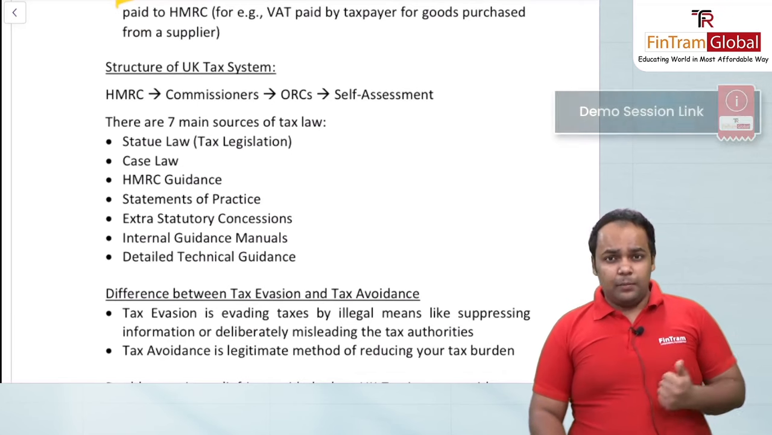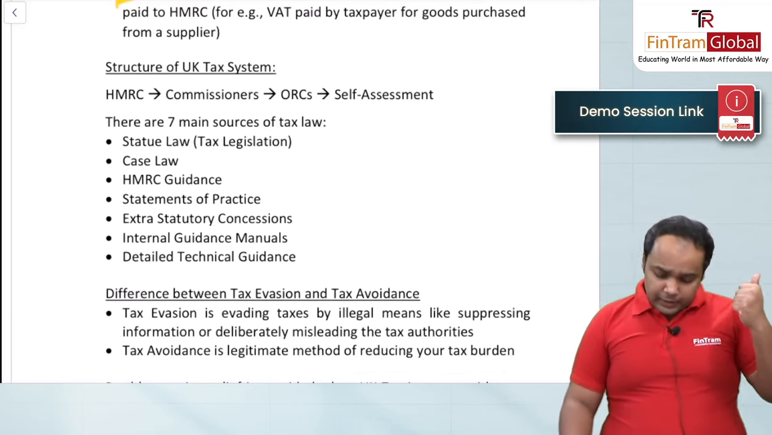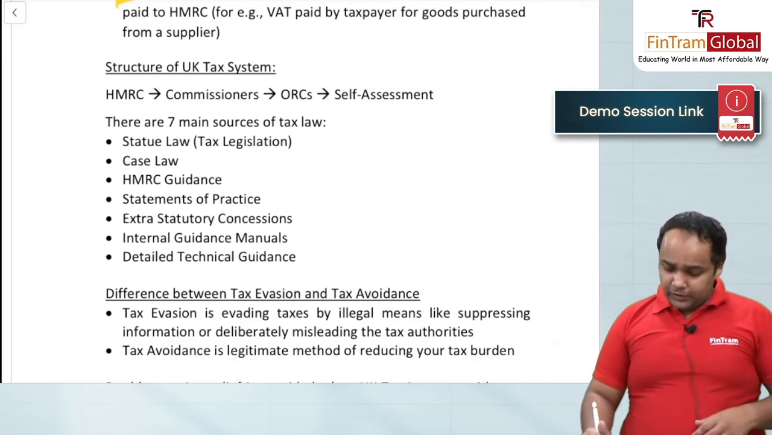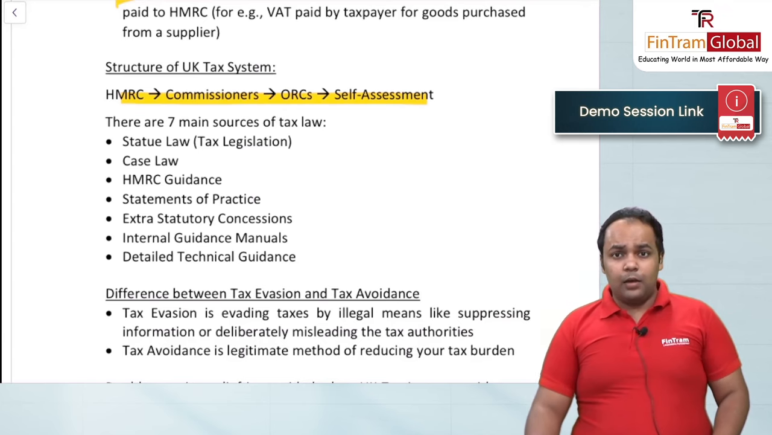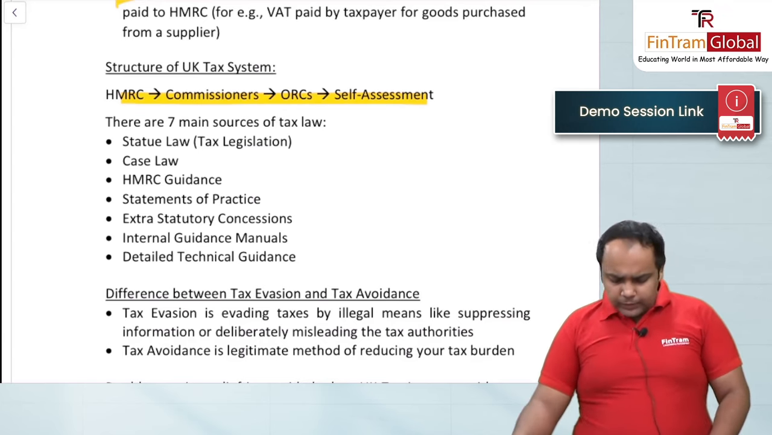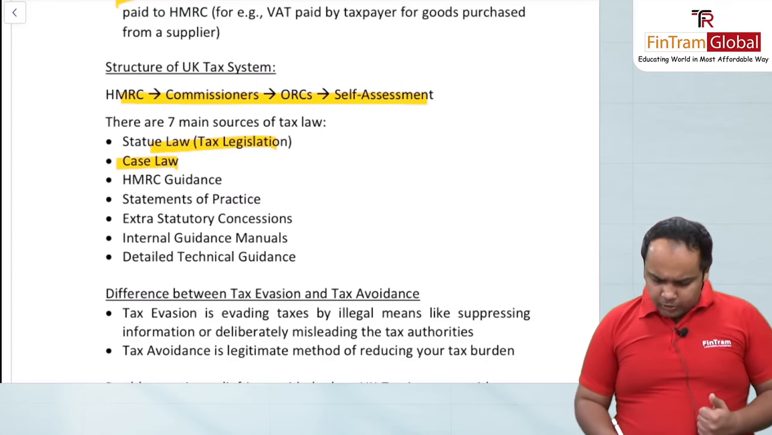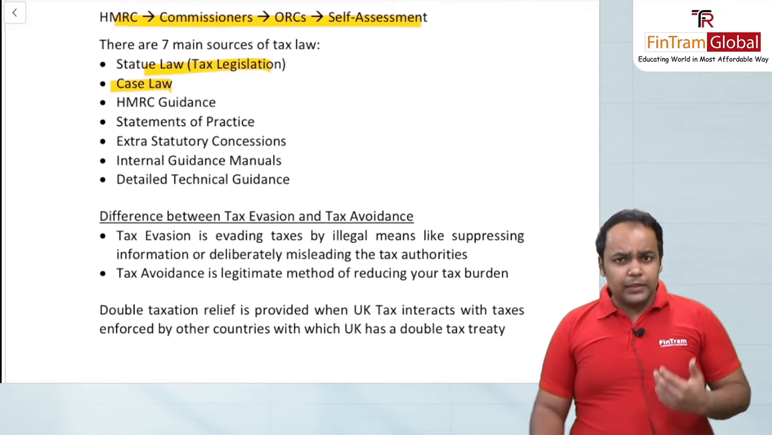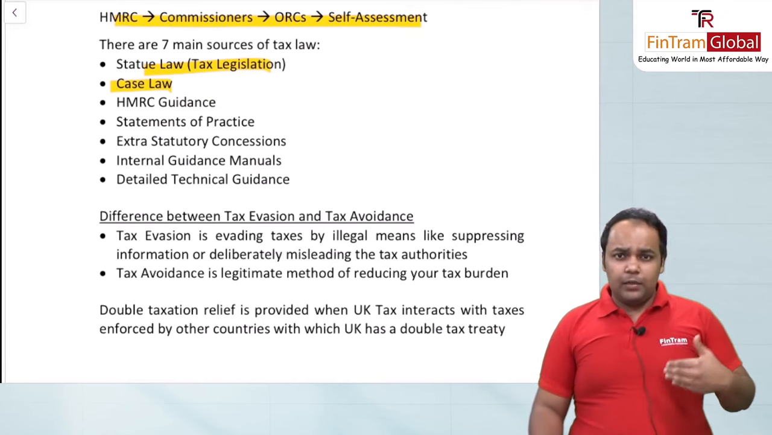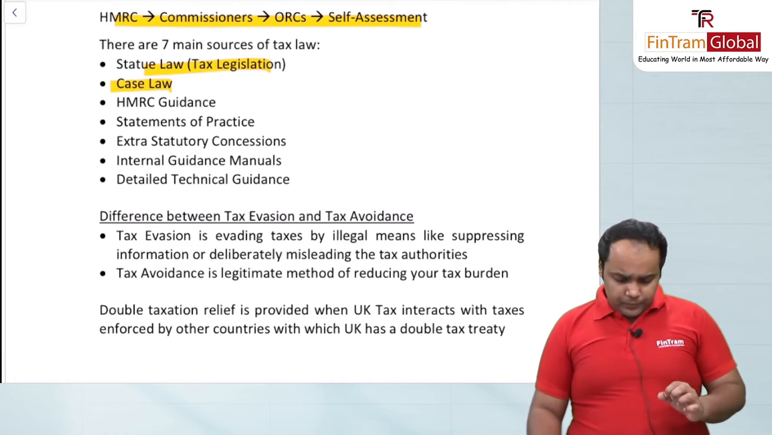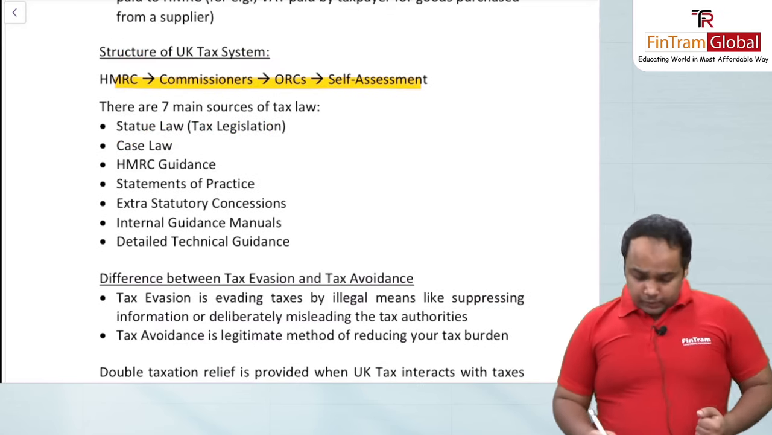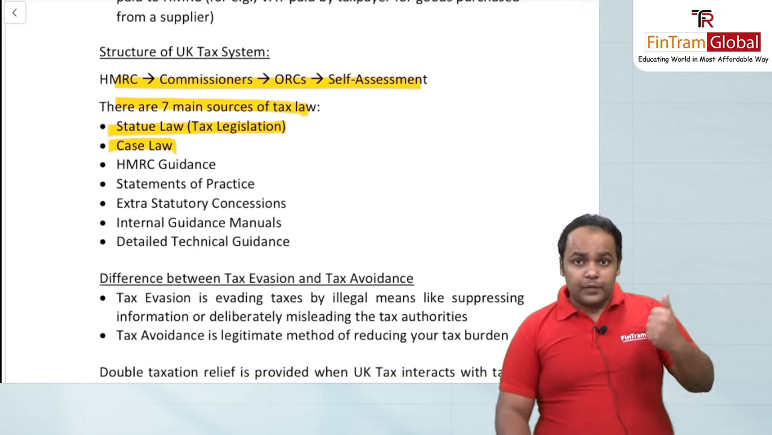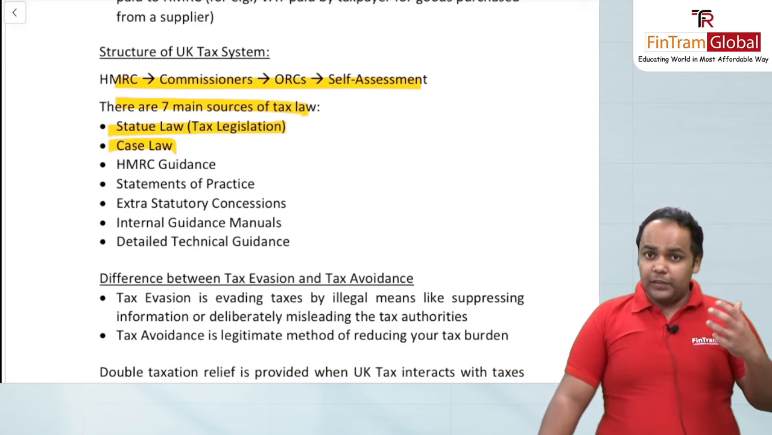We learned that there's a multi-tier system for the UK tax administration, led by the HMRC, followed by the commissioners, who are assisted by officers of revenue and customs, and obviously the self-assessment system applicable to individual taxpayers. There are seven main sources of tax law: statute law, that's the budget, case law, the rulings by courts, and other guidances issued by HMRC. We went through each of these in detail. These are very important.